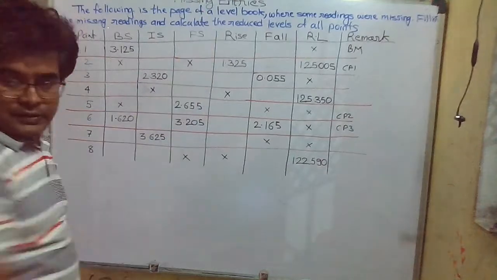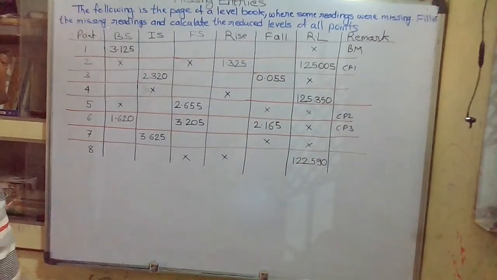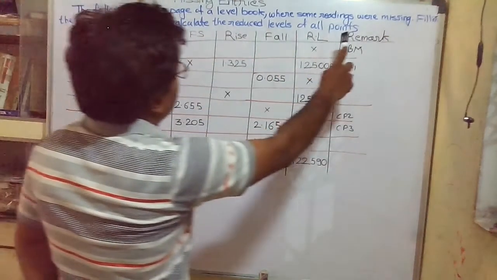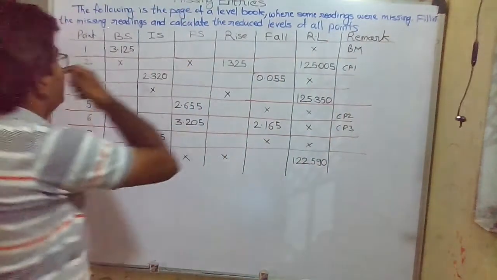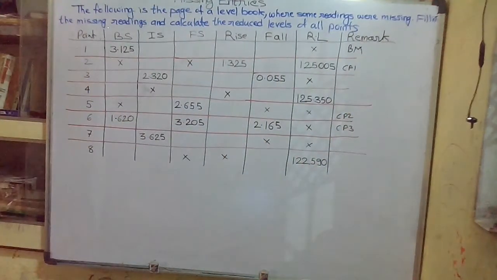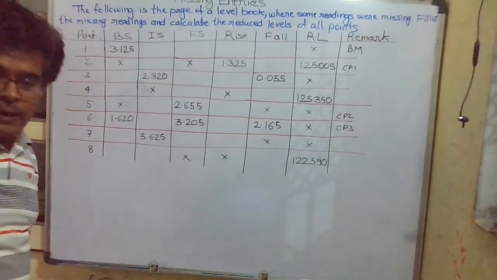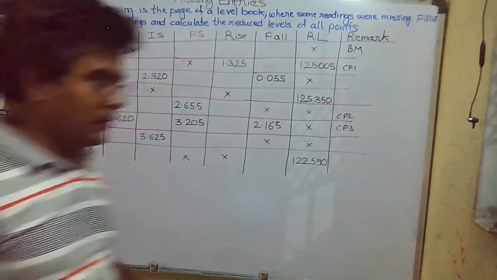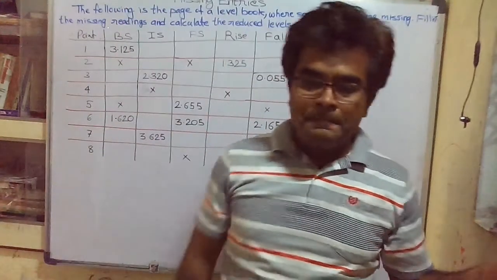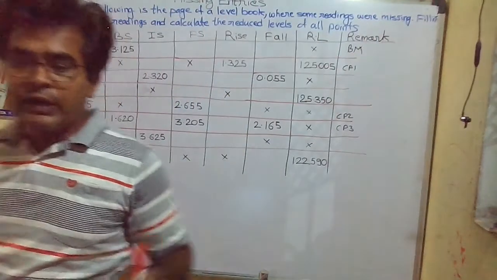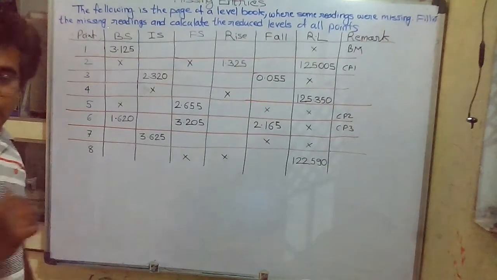As missing entries. Okay, so here is the following page of a level book where some readings are missing. Fill in the missing readings and calculate the reduced level of all the points. Okay, so here a tabular format is given and we have to find out the missing readings. To do it correctly, you should know how to calculate RLs.